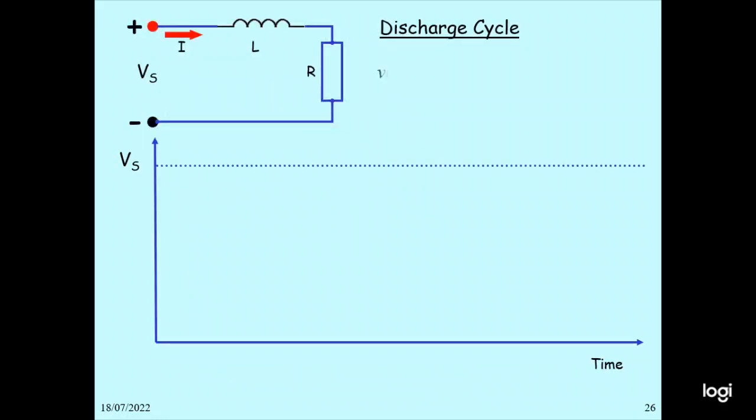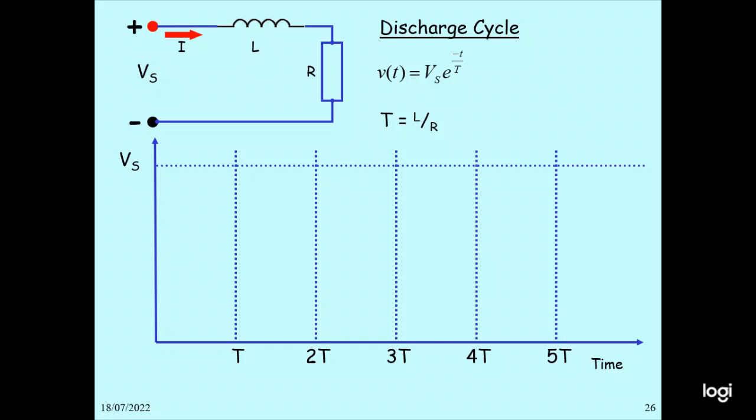I(t) equals I maximum times e to the power minus t by tau, where tau is L by R and I maximum is Vs by R. So in this case the current will be going down like this.